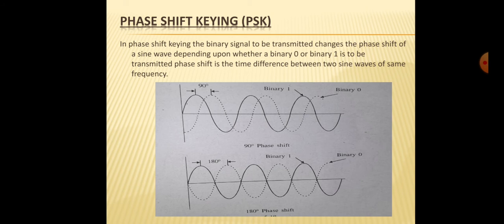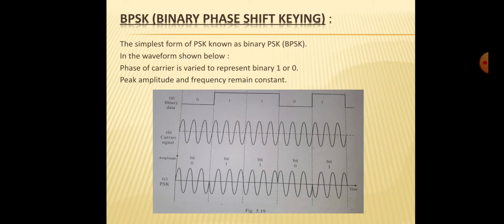The next one, BPSK we will be studying. That is nothing but binary phase shift keying, the simplest form of phase shift keying. You can see in the waveform the phase of the carrier is varied to represent binary 1 or 0. First one, bit 0, it was there. Now from 0 again it went up, means bit 1 it will represent. From 0 again it went up, means it is 1 only. From now 0 it is going down, so it is 0. You can see in the diagram.